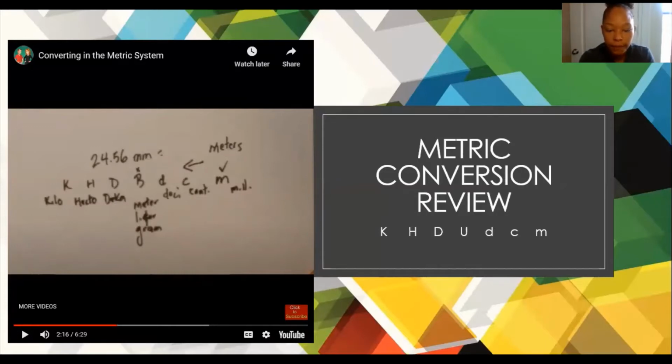Manage participants. All right, guys, so here he has written out the KHD, B, DC, and he gave you the names for them. But I want to assign some numbers here. So our base unit is always going to start with 1.